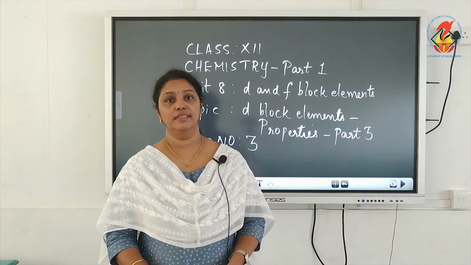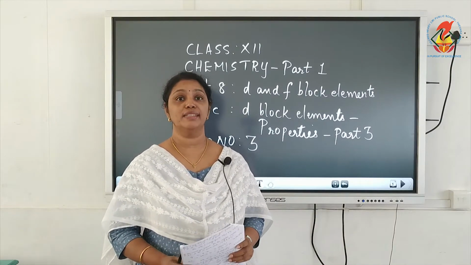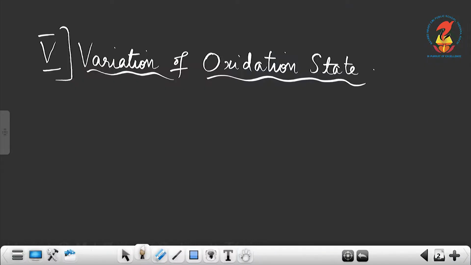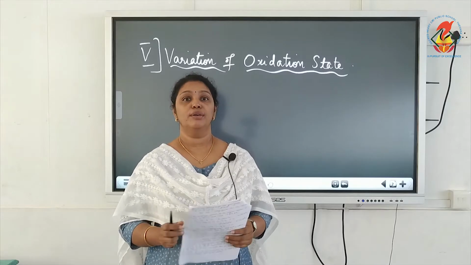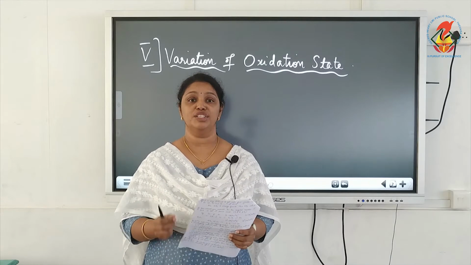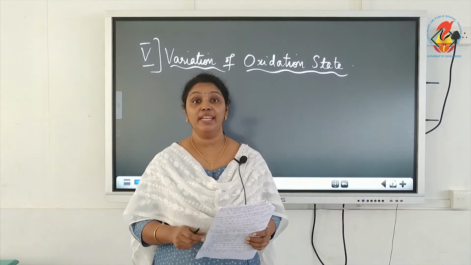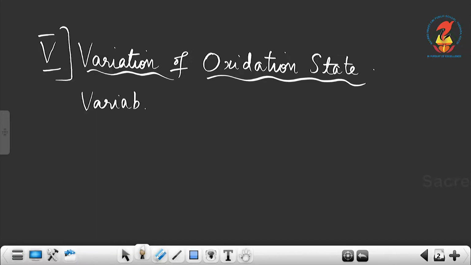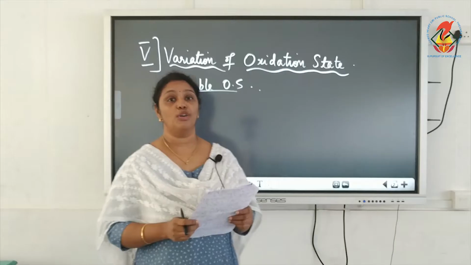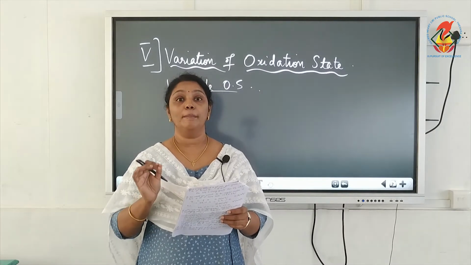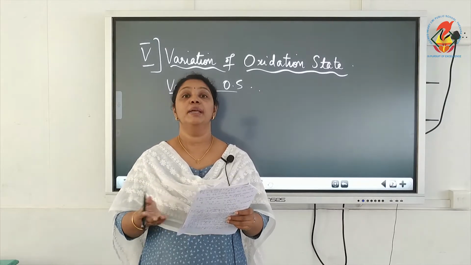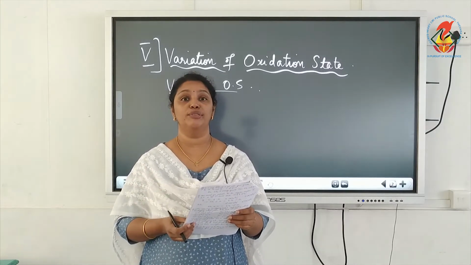In this video, we will discuss the fifth property of D block elements, that is variation in oxidation states. Variation of oxidation states. Now, one of the most important characteristics of transition elements is that they can exhibit variable oxidation state. Now, why can they exhibit variable oxidation state? Due to comparable energies of n-1d and ns orbital, maximum number of electrons are available for bonding.